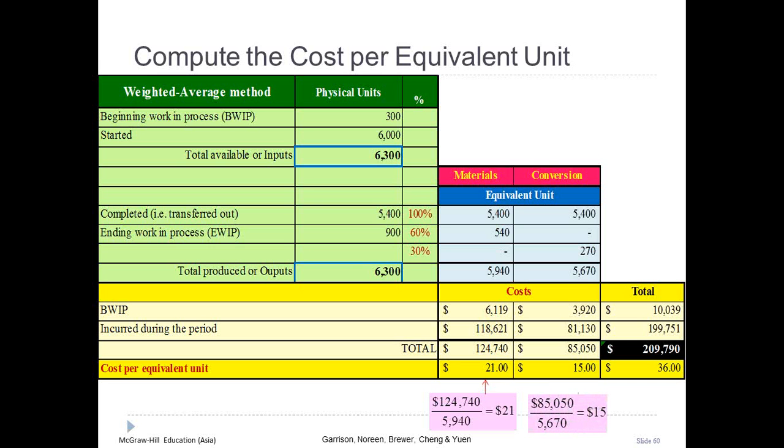Let's compute the cost per equivalent unit. Cost of materials and conversion are then divided by the total equivalent units of production of materials and conversion, respectively, to give rise to the cost per equivalent unit for the respective category. In this case, material is $21 per equivalent unit and conversion is $15 per equivalent unit.